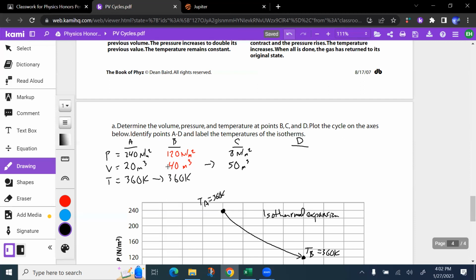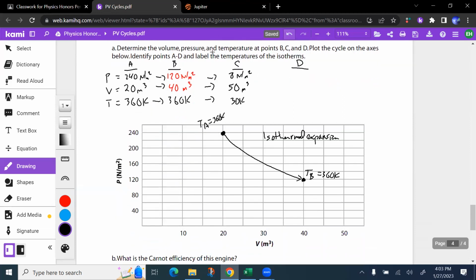What we're going to do is take the temperature of 360, right? And we're going to essentially multiply it times 2.5 and divide it by 30. And you'll see that the temperature went down to 30 Kelvin. And we can plot that by doing the following. So 50 is over here, okay?